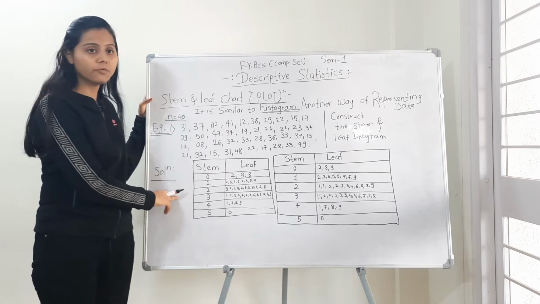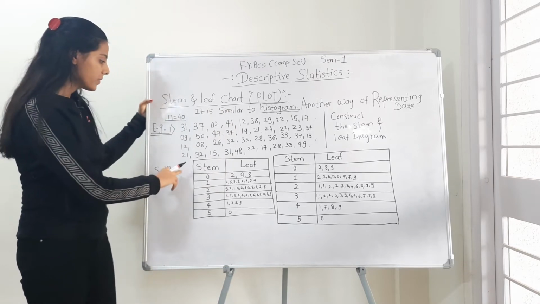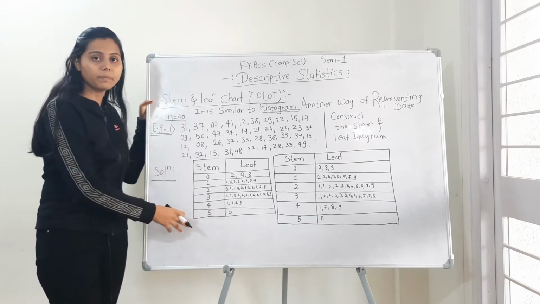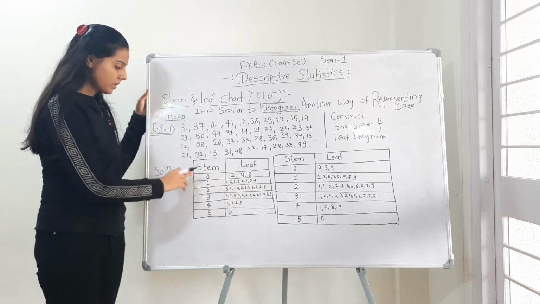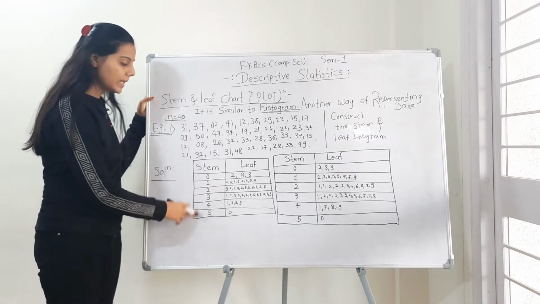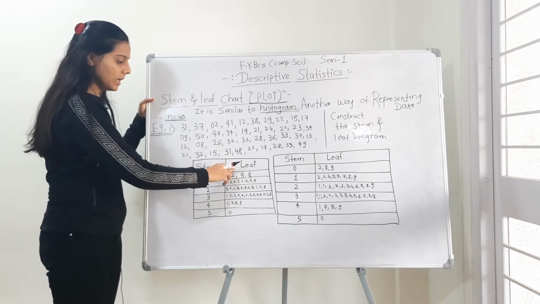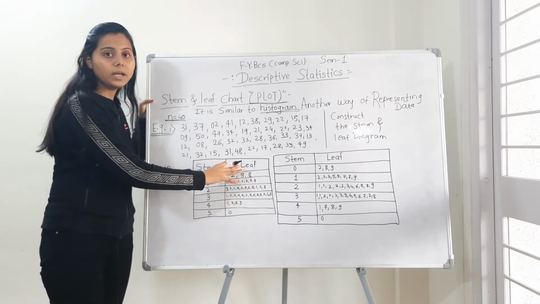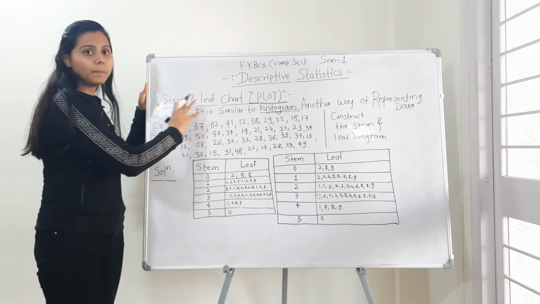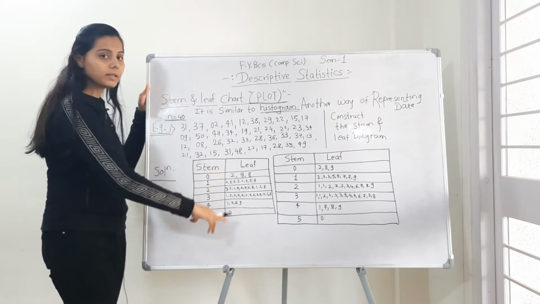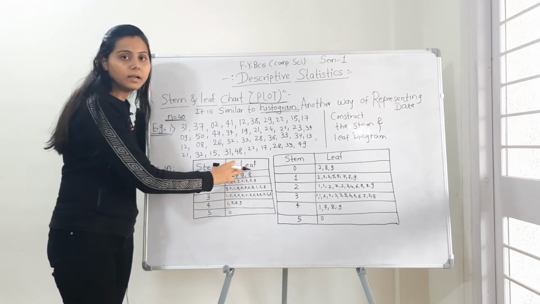What is the first step? The first step is that we prepare a table. In the first column, we name it stem, and in the second column, we name it leaf. As your graph name indicates, stem and leaf chart, that's why we prepare these two columns, stem and leaf.